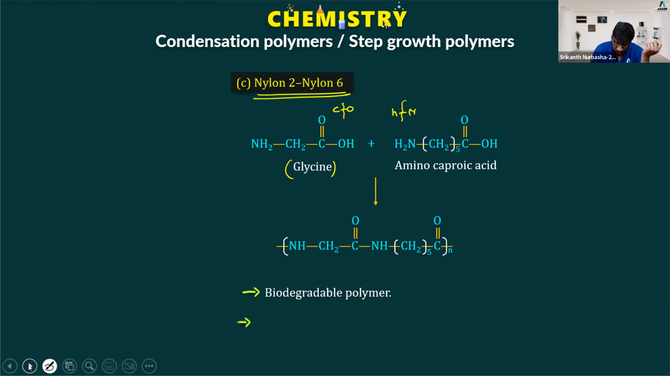It is a biodegradable polymer. And it is an example of a copolymer because we have taken two monomeric units, glycine and amino caproic acid. Two monomers are there. So this will be the respective example of a copolymer, not a homopolymer.